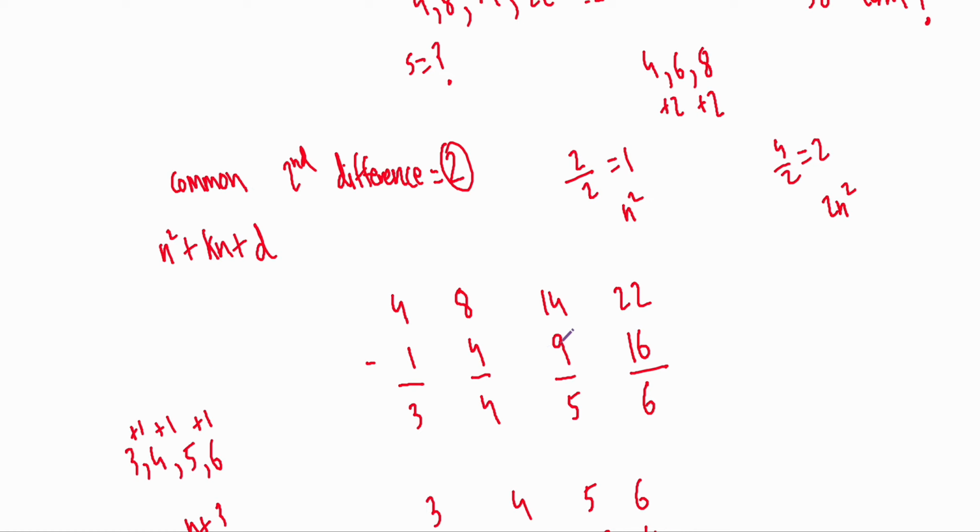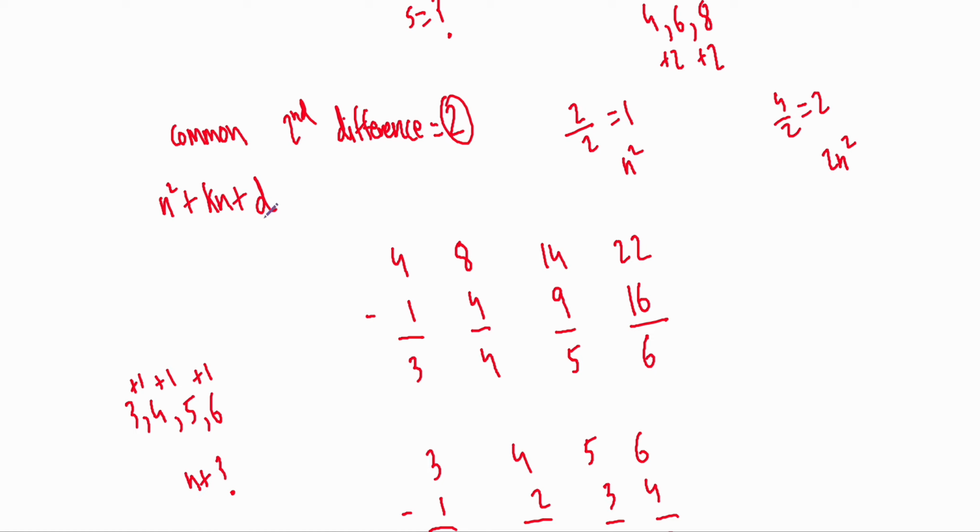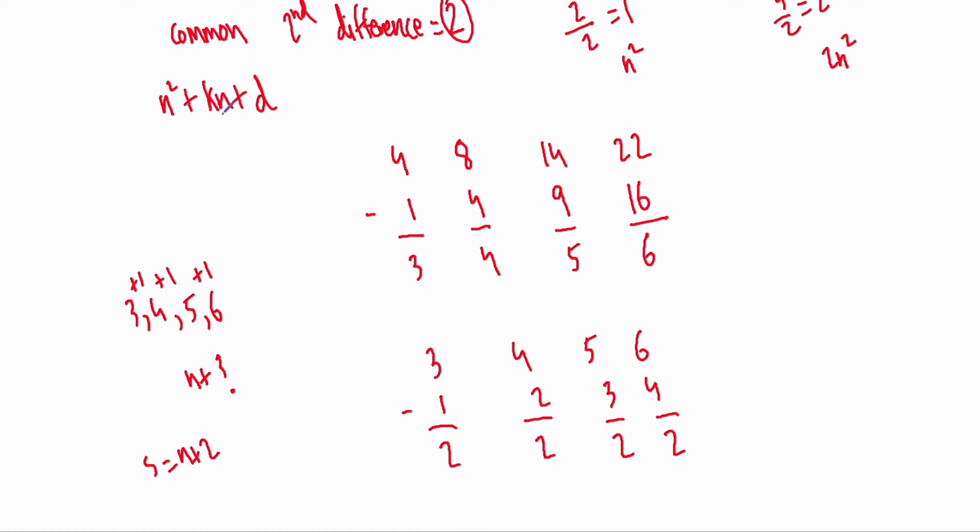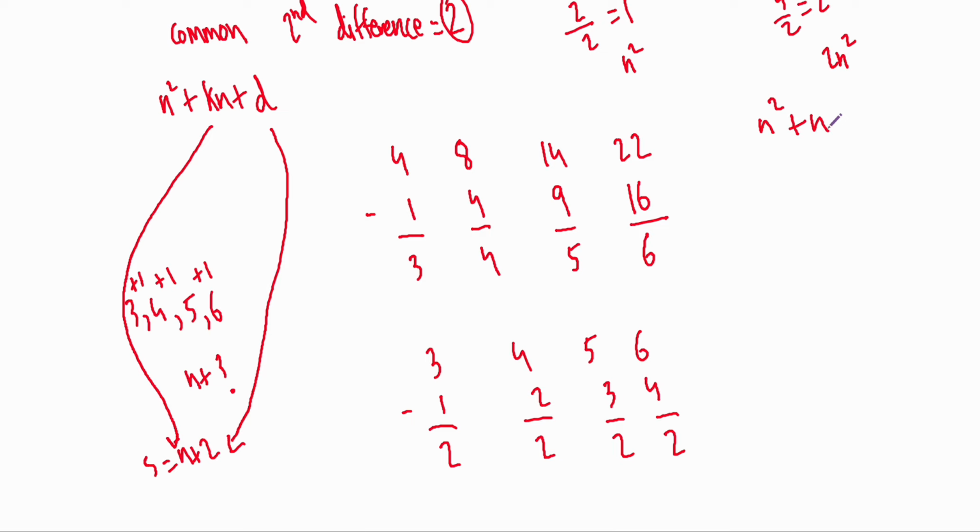4, 8, 14, and 22. And that's given by n squared plus kn plus d. Well, can you see what k and d are? k is just 1 right here. The coefficient of n is just 1. And d is just the plus 2 right there. Now we have n squared plus n plus 2. And that is actually our sequence.